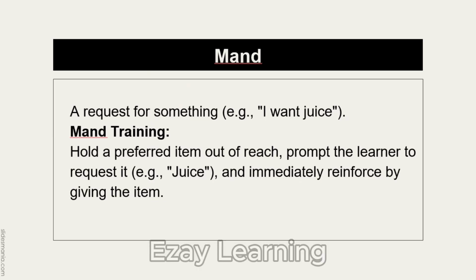Starting with mand. Mand is a request for something, like I want juice. Now, what could be the antecedent and consequence of a mand? An antecedent could be a motivating operation like hunger or thirst, and the consequence could be direct reinforcement specific to the request, like receiving food when asking for it.